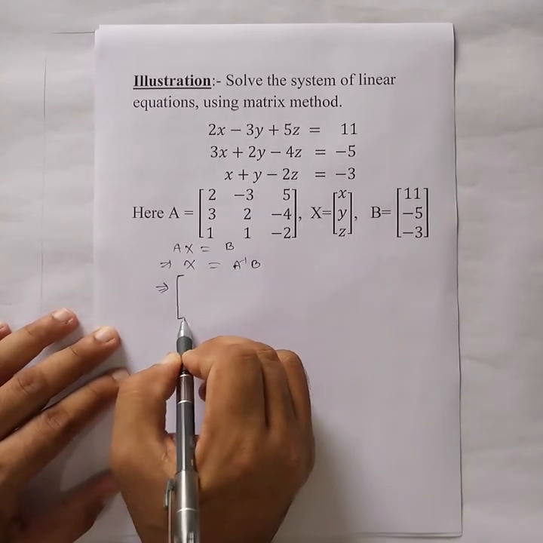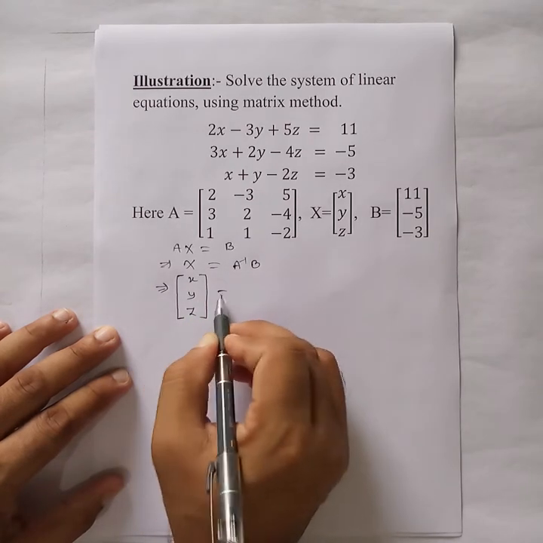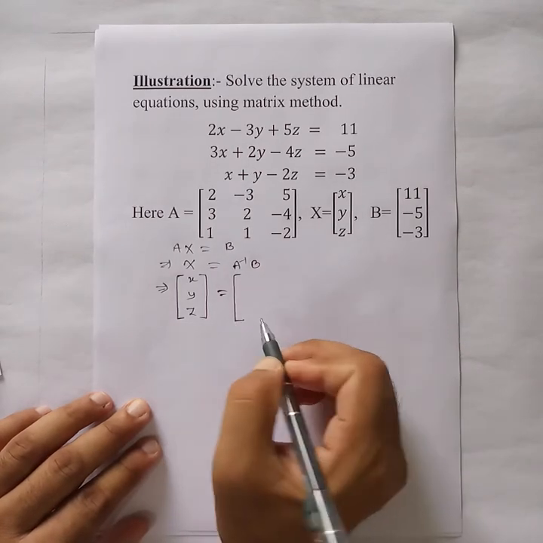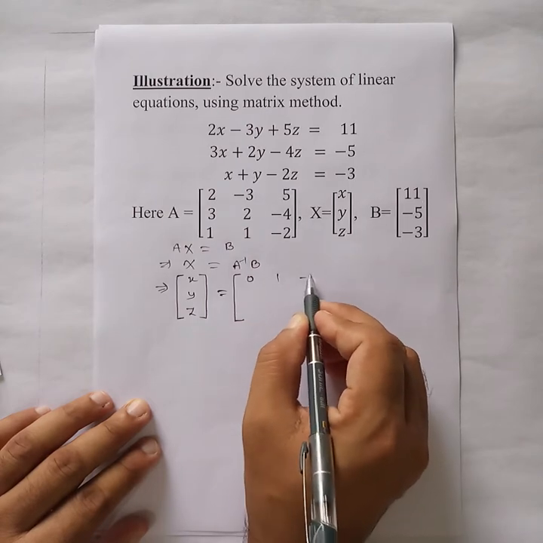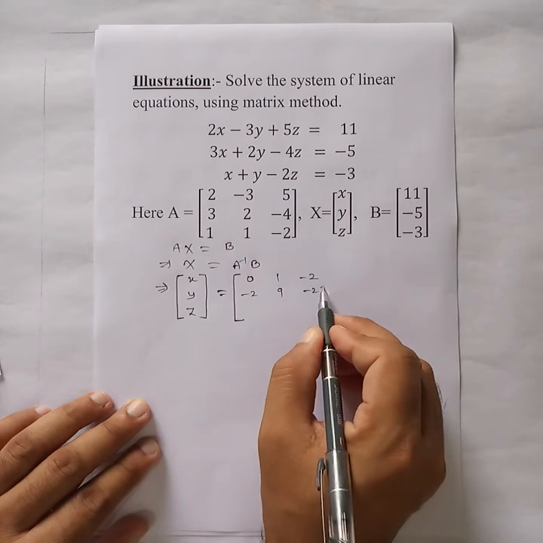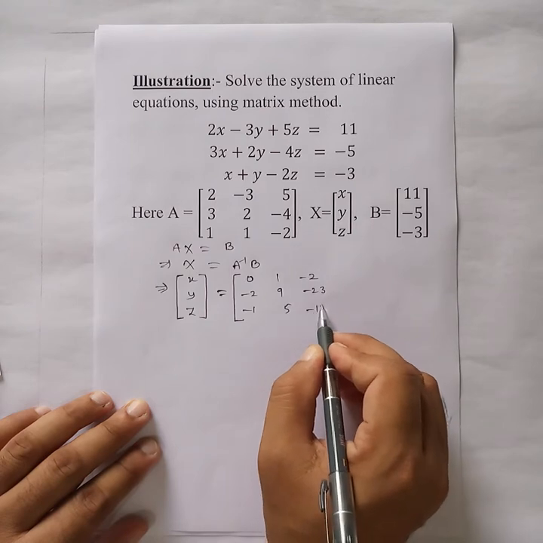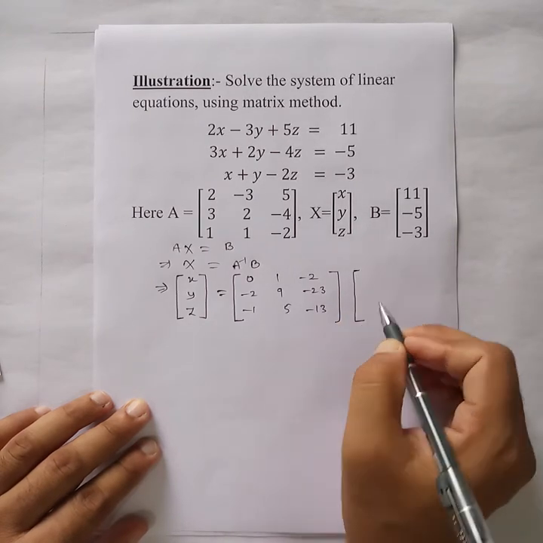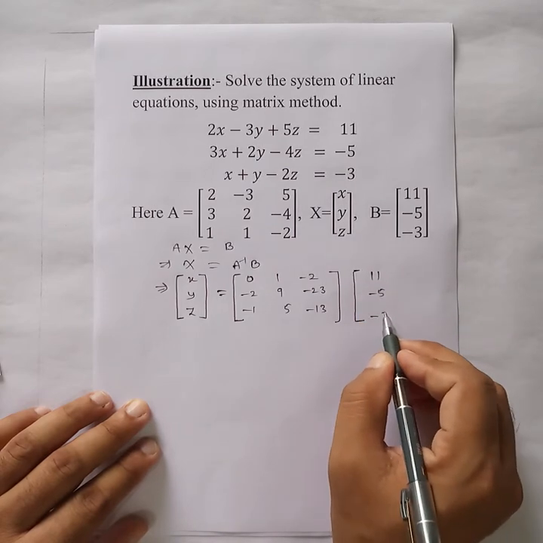What do we get? X, that is X, Y, Z, is equal to A inverse. We know the inverse of this matrix. It is 0, 1, minus 2, minus 2, 9, minus 23, minus 1, 5, minus 13, into B, and the B matrix is 11, minus 5, minus 3.